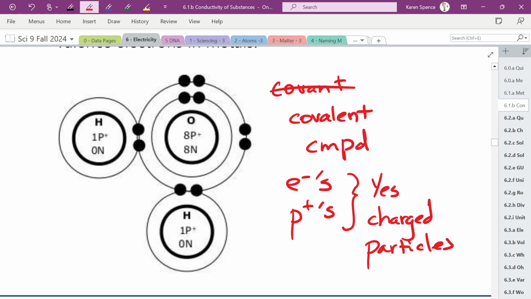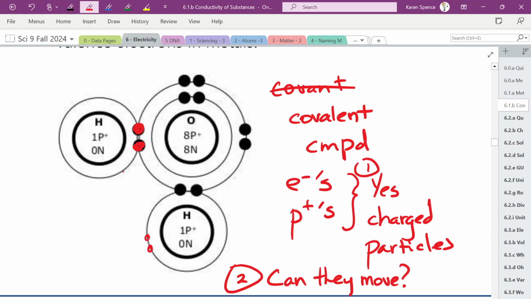That's question number 1. What is our second question we have to ask? First we ask, are there charged particles? Second we ask, can they move? Can I move these electrons to say over here? Can they move over there? Would that be okay? No. In covalent compounds, the electrons are locked in place.